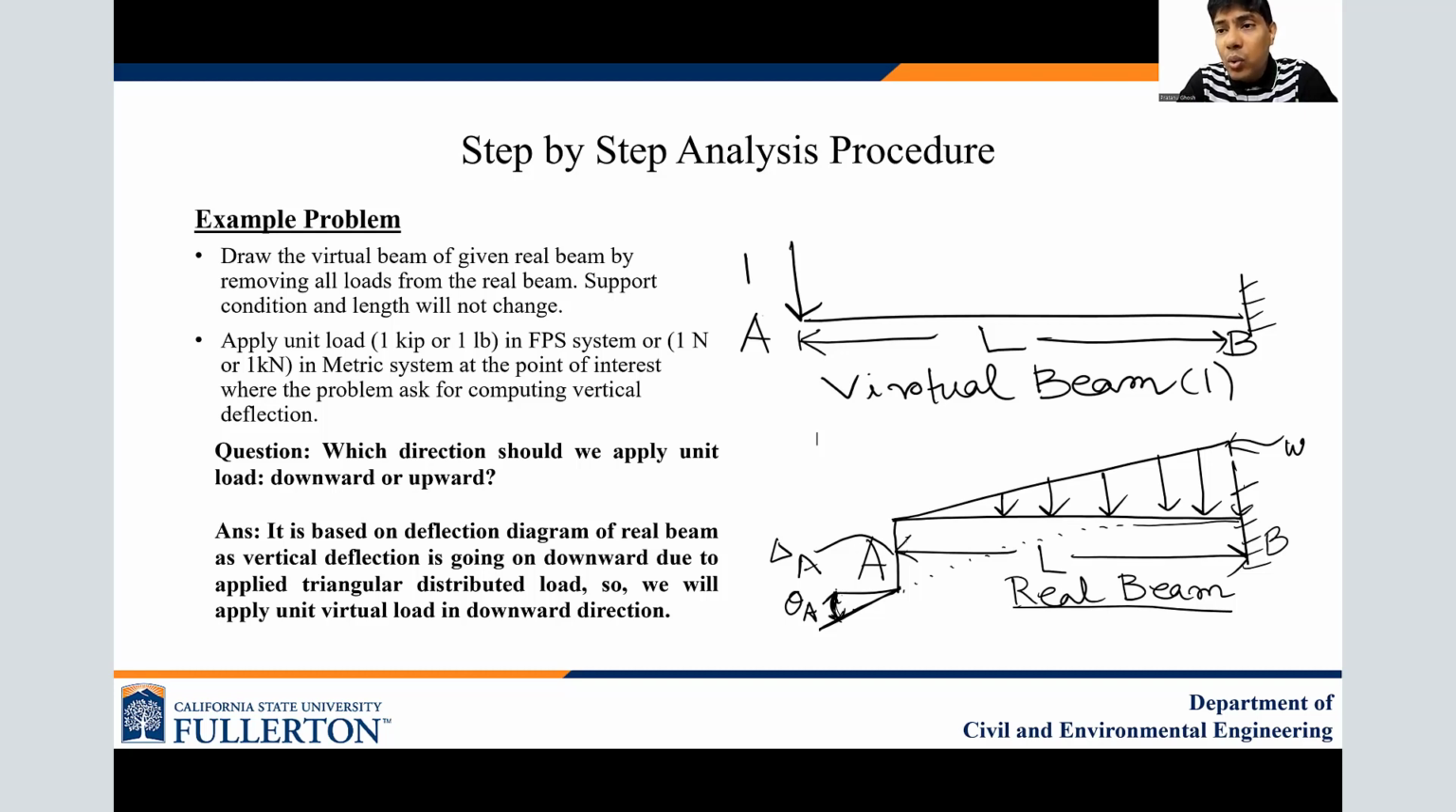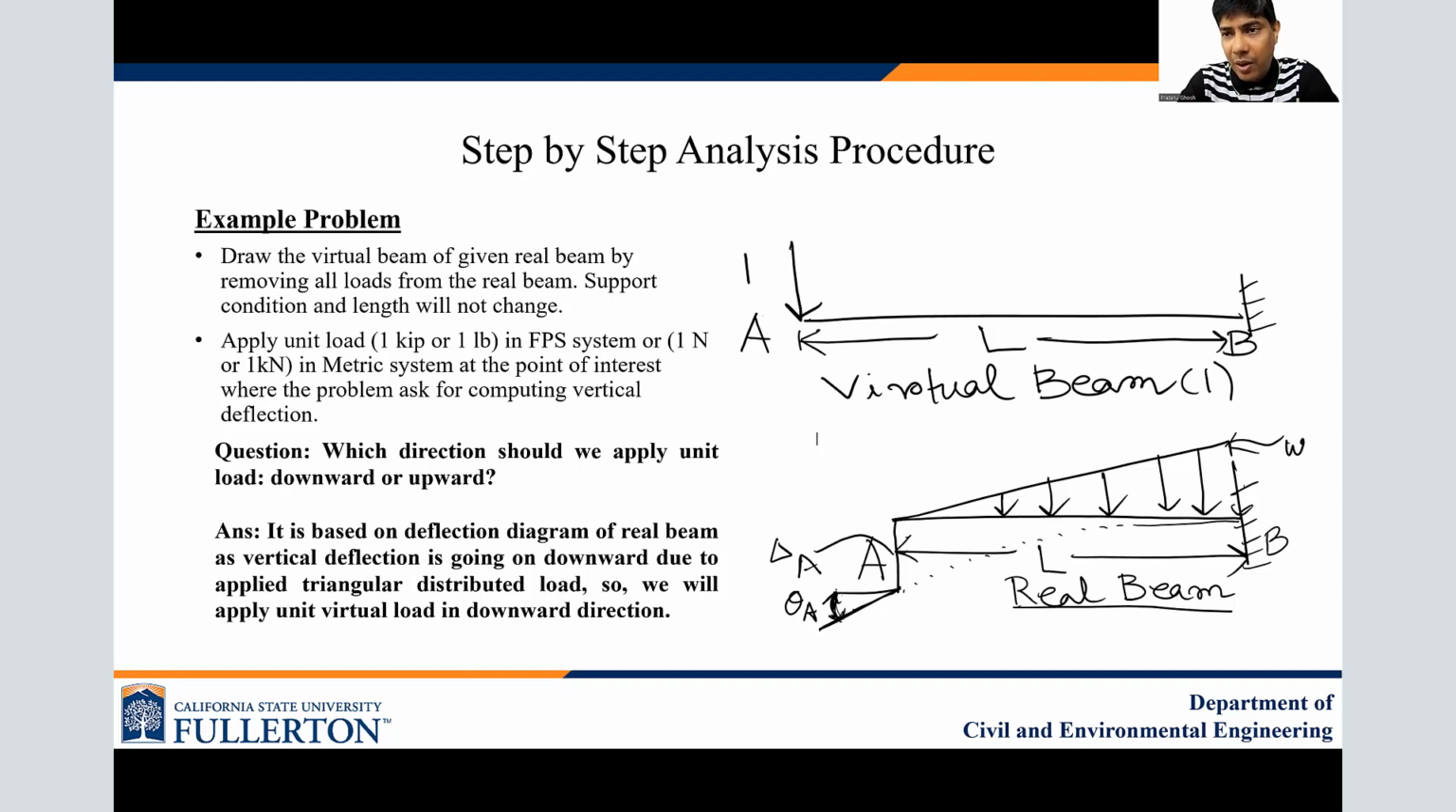So we have to create two virtual beams. One virtual beam to find out the deflection, another virtual beam to find out the slope at that particular point. You cannot merge two virtual beams together to find out slope and deflection. For finding the vertical deflection, we need to apply a unit load at the point of interest, which is point A. It could be 1 kip or 1 pound in the FPS system, or 1 newton or 1 kilonewton in the metric system. Now, the next question comes, in which direction should we apply the unit load?